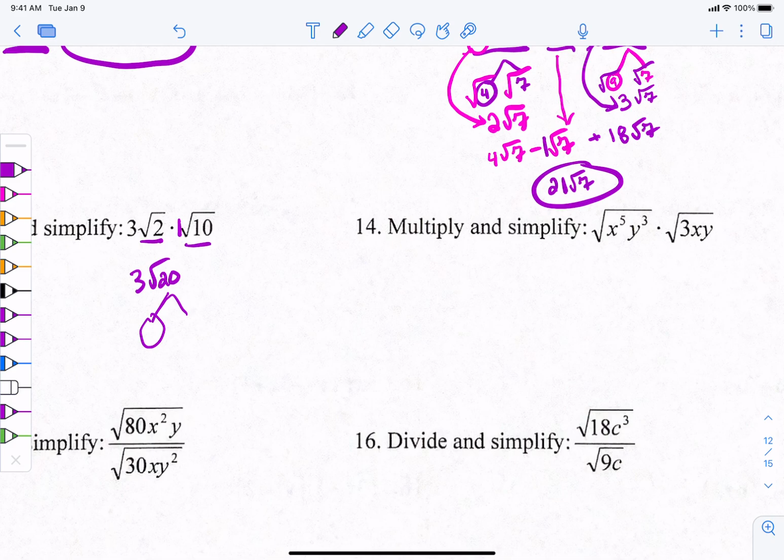Do 2 and 10. That makes sense. Okay, we'll do 14 together. You say we were doing 14 together? Yeah, you can try it if you want to on your own. No, it's okay.